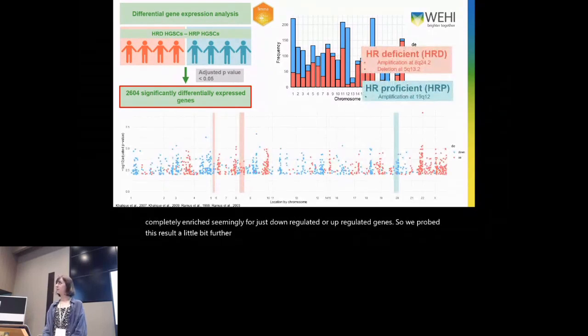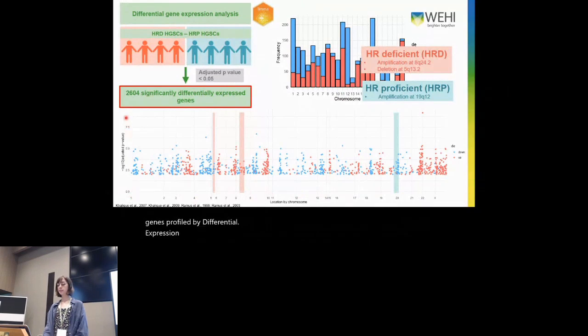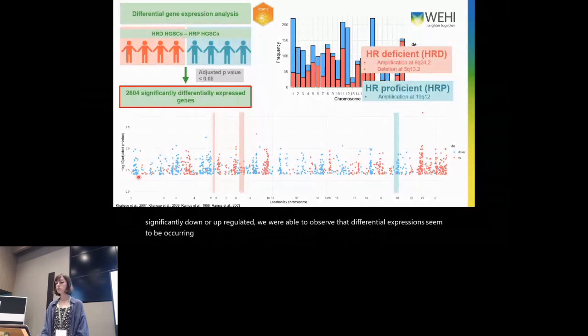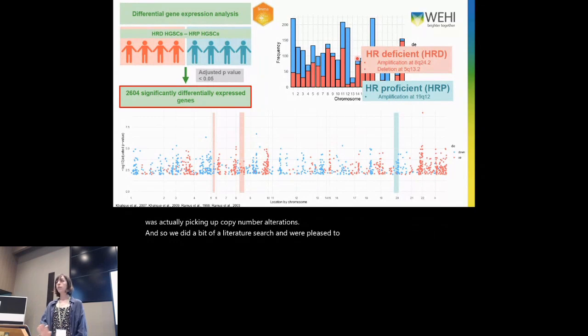And so there should be many gray dots here, but they're gone, so you're going to have to imagine them. When we plotted the location of all of the genes profiled by differential expression analysis against their significance, coloring by whether or not they were significantly down or upregulated, we were able to observe that differential expression seemed to be occurring in banded regions. So regions of the genome would be purely down or upregulated. And so this, to us at least, implied potentially that our differential expression signal was actually picking up copy number alterations.